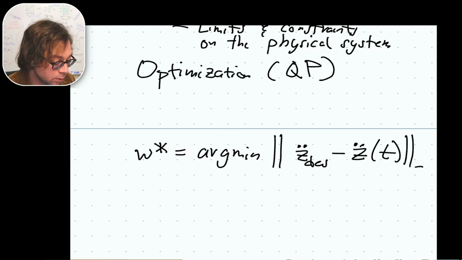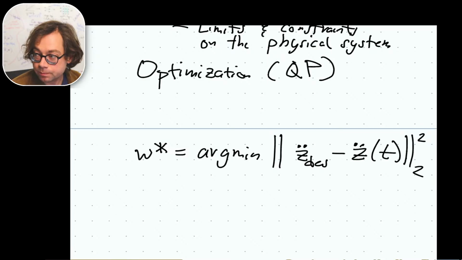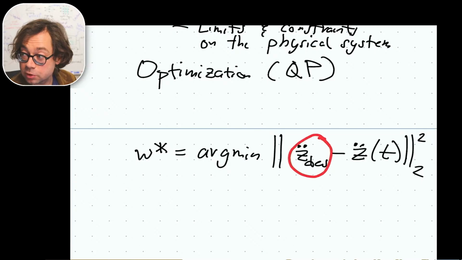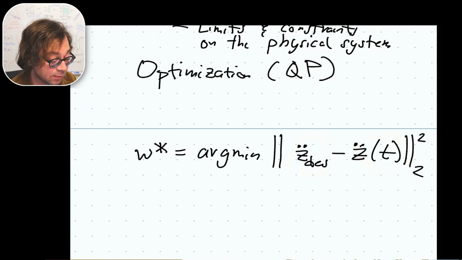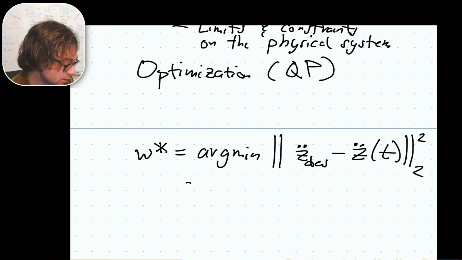And we're going to do a 2 norm, meaning that we're going to square all the elements, take the square root, then we're going to square it. So it's just the square of all the elements. So this is minimizing that. This is trying to get as close as you can between what you want and what you got. It's going to try to drive this difference to 0. That's your cost function. Okay, subject to the constraints.